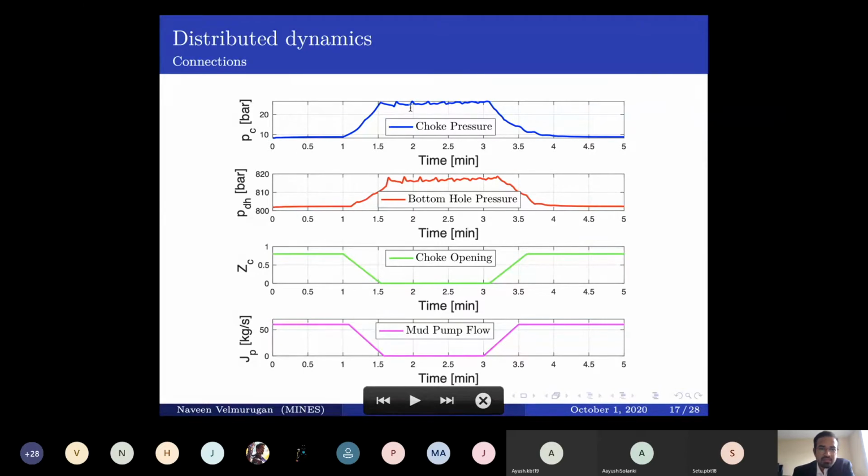You can see here the choke pressure because of your choke closure. You can see that it is still a ramp, which means you are closing the choke at a particular rate. Even then, that still excites your system and you have wave reflections.